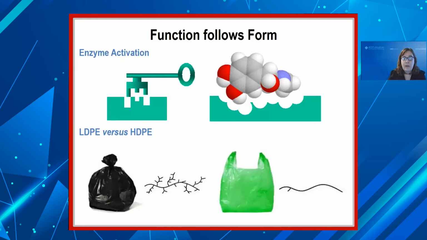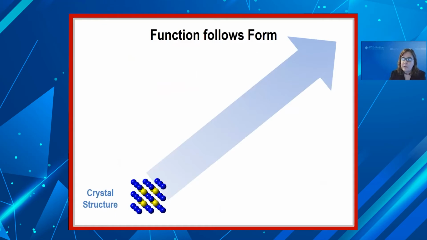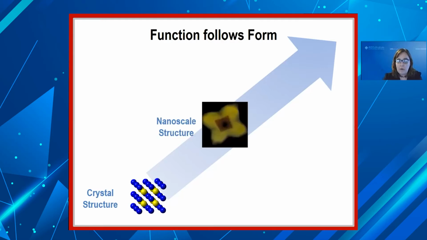And so the same idea that function follows form also extends into the realm of inorganic nanomaterials, where we could start at the most basic level and consider the crystal structure of our material, where the crystal structure and the bonding type that holds the material together is going to determine whether or not it's going to be a conductor versus a semiconductor versus an insulator. But moving to longer length scales, the nanoscale, the form of our material can refer to a number of different parameters.